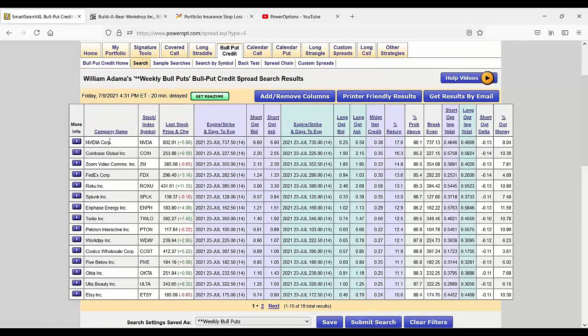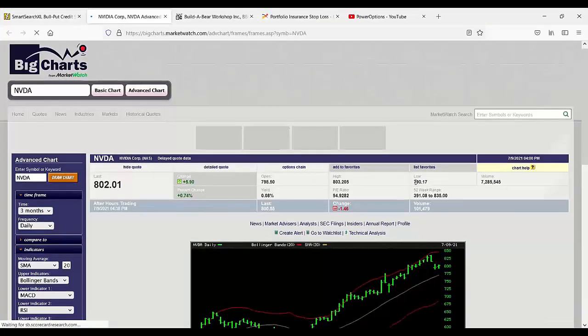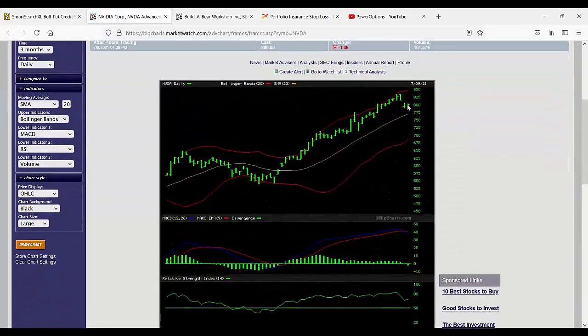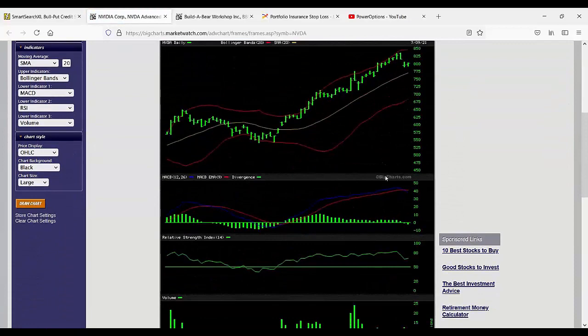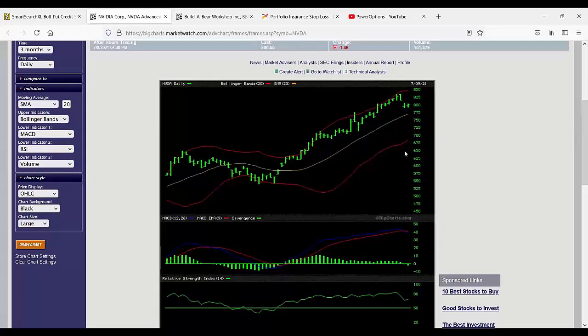So the weekly bull puts, we've got NVIDIA, Coinbase, Zoom, FedEx. Let's take a look at NVIDIA. Okay, now this one had a little pullback here, but I can tell that this is more along the charts of what I'd look for. This one just had a MACD crossover today, so it's probably going to be filtered out with the final day data run in about 10-15 minutes.